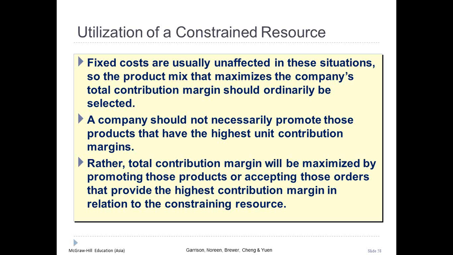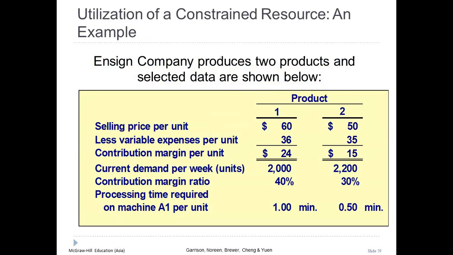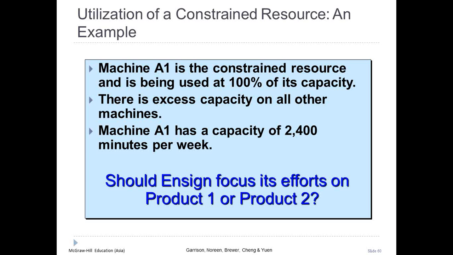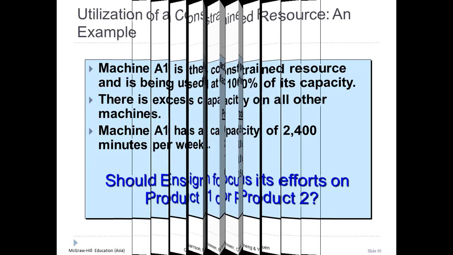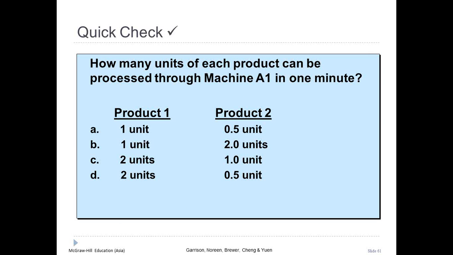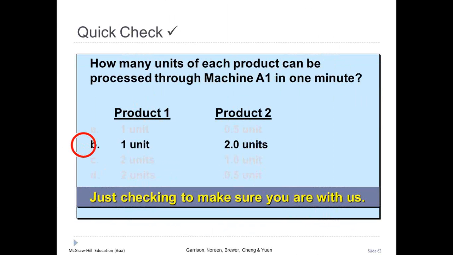Assume that Ensign Company produces 2 products and selected data is shown on the screen. In addition, assume that machine A1 is the constraint and there is excess capacity on all other machines. Machine A1 has a capacity of 2,400 minutes per week. Should Ensign focus its efforts on product 1 or product 2? How many units of each product can be processed through machine A1 in 1 minute? One unit of product 1 and 2 units of product 2.